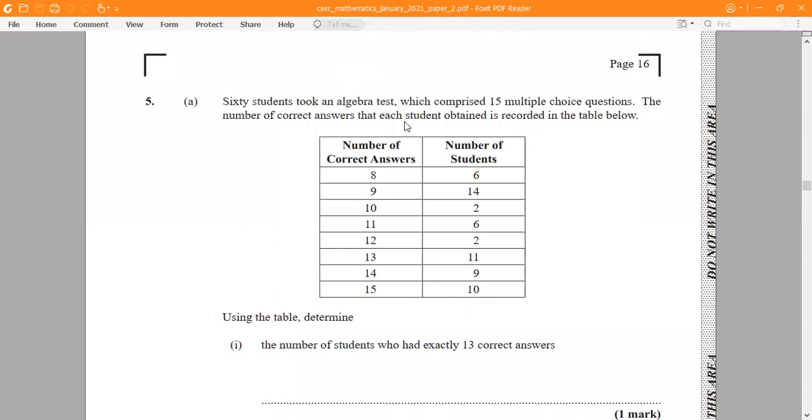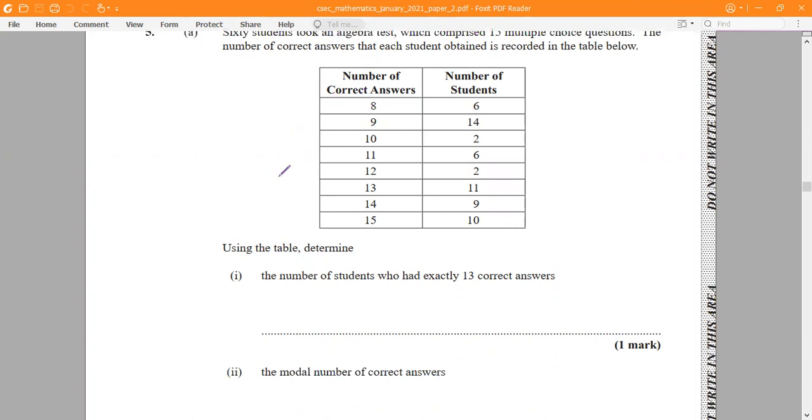Good day, everyone. We are working out January 2021 Mathematics Paper 2 for CSEC. We are on number 5. This is a statistics question. We are told that students take an algebra test with 15 multiple choice questions, and we have a frequency table giving us data from that exam. We are asked to find the number of students who had exactly 13 correct answers.